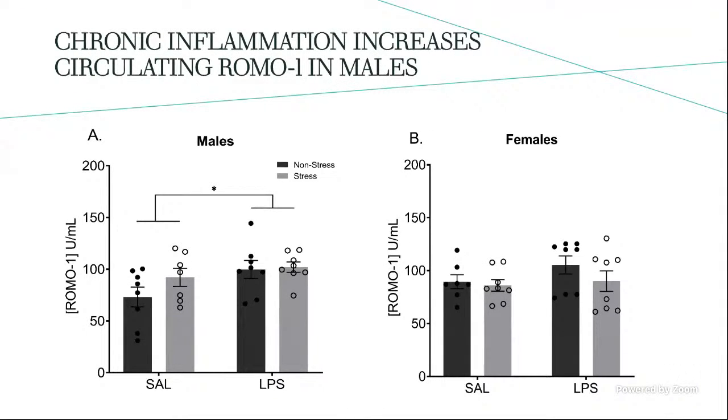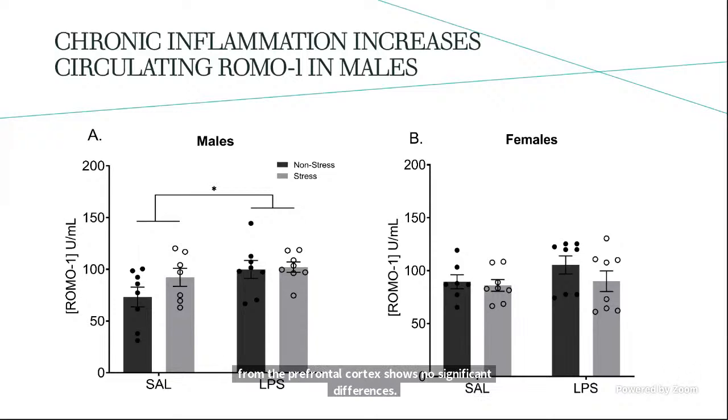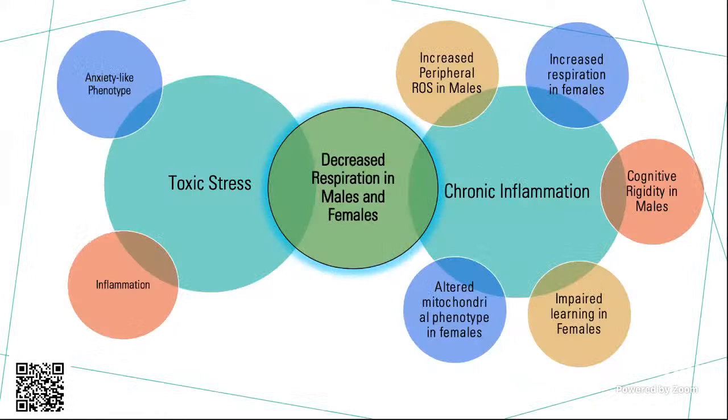Chronic inflammation has also been shown to increase circulating ROMO1 in males. So males with a history of inflammation display an increase in circulating ROMO1, which is a marker of reactive oxygen species, or another marker of mitochondrial health, when compared to their saline-treated counterparts, regardless of their stress history. Alternatively, there is no significant difference in the females when looking at either stress differences or inflammation differences.